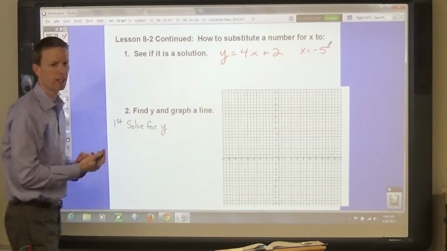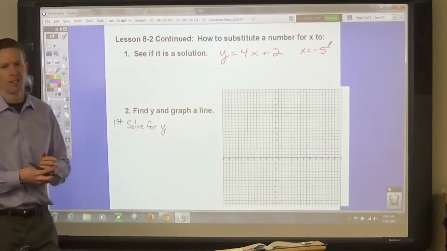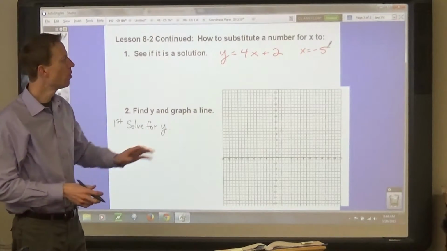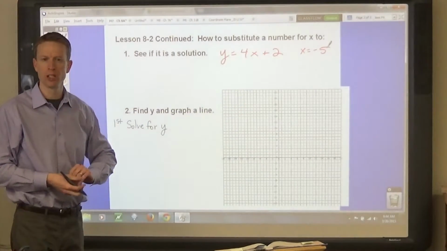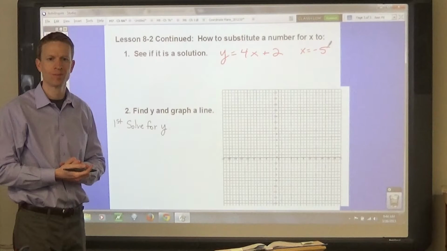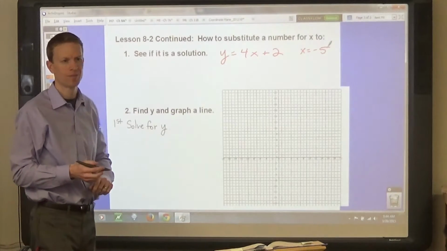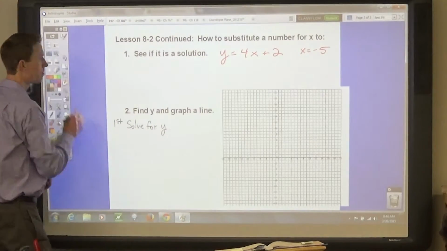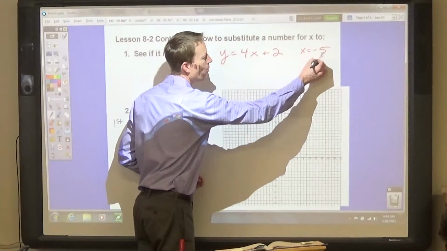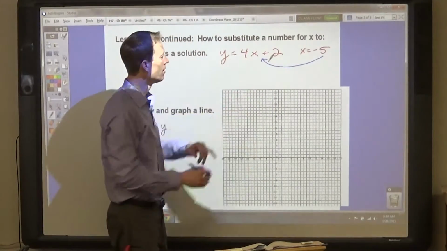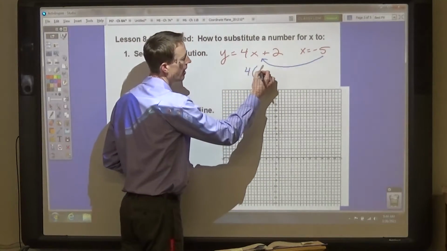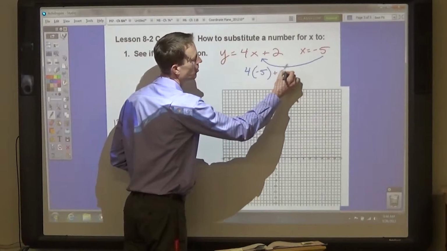So what would we do with this, Isaac? What would we do with the x equals negative 5 to find the solution? So 4 times negative 5 plus 2. Yeah, good. We would substitute the negative 5 in for x. 4 times negative 5 plus 2.